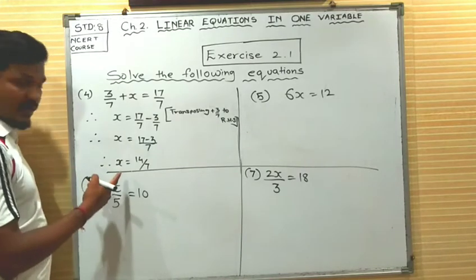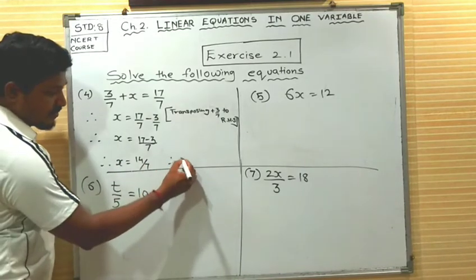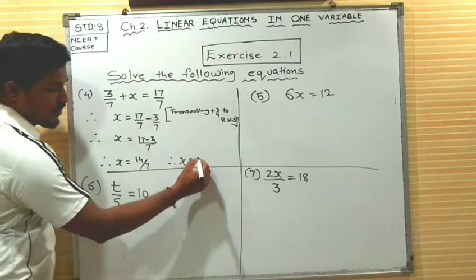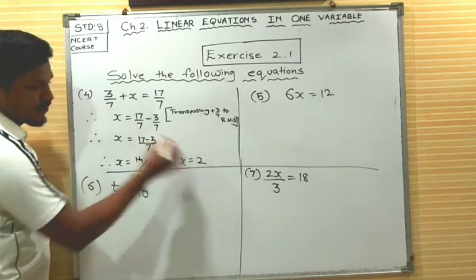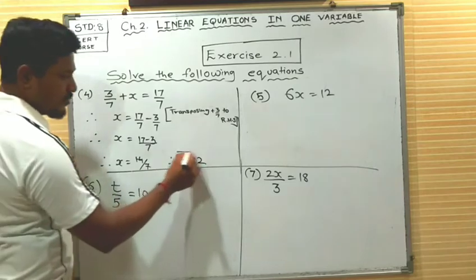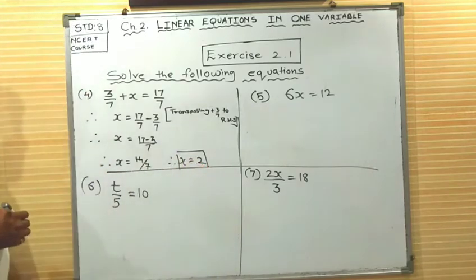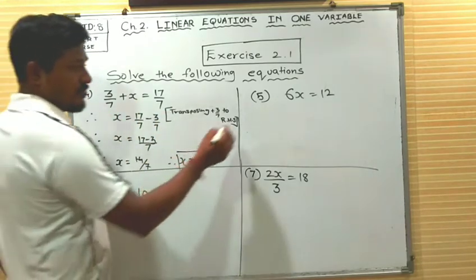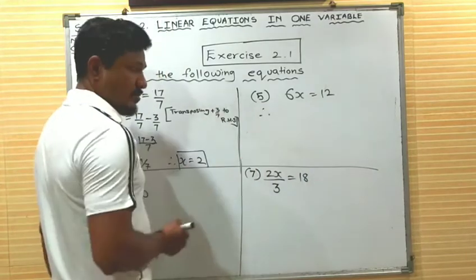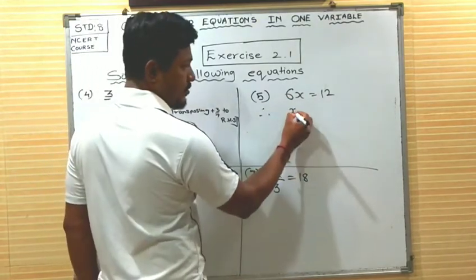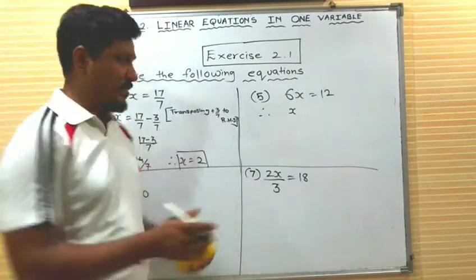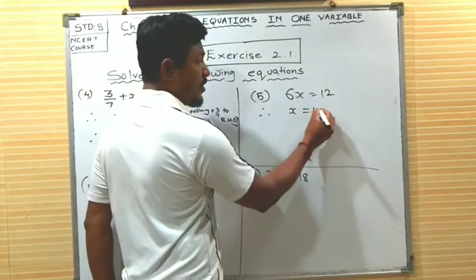Now if it is possible to cancel, you can reduce the value. That means 7 2s are 14. That means the value of x you got 2. Now let us start the another sum. Here also, as I told you, you have to separate the value of x. Now here what you will do?